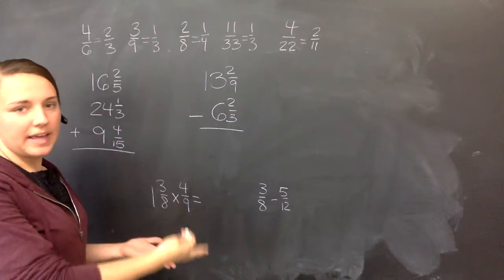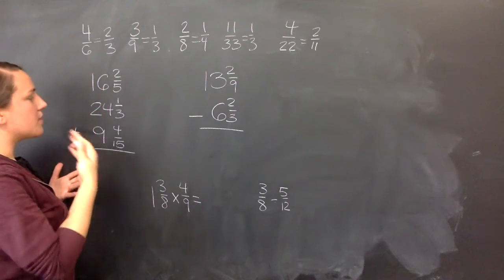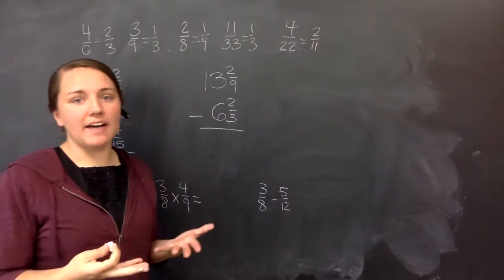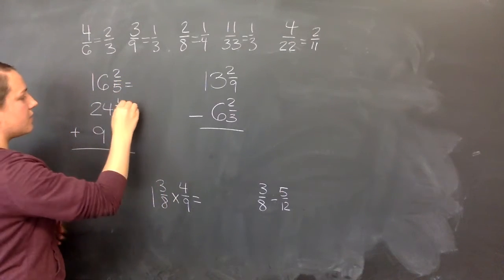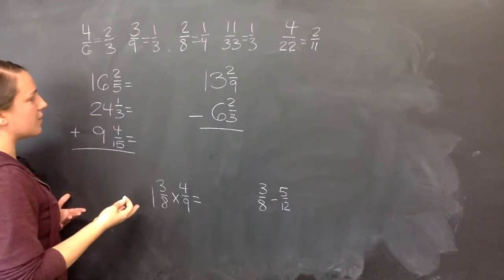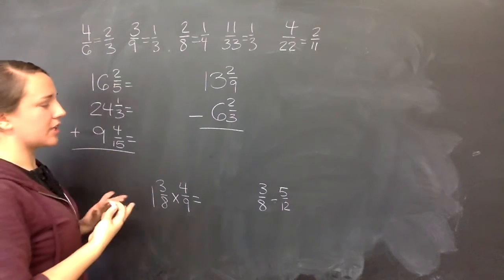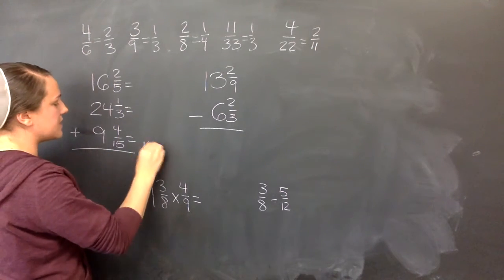Okay, now we have some mixed numbers that we are adding together, and we're subtracting, and then we're also multiplying and dividing our fractions. So first of all, before we can add or subtract fractions, we have to have common denominators. So to do that, let's find the lowest number that all of our denominators can go into. For this one, it would be 15.